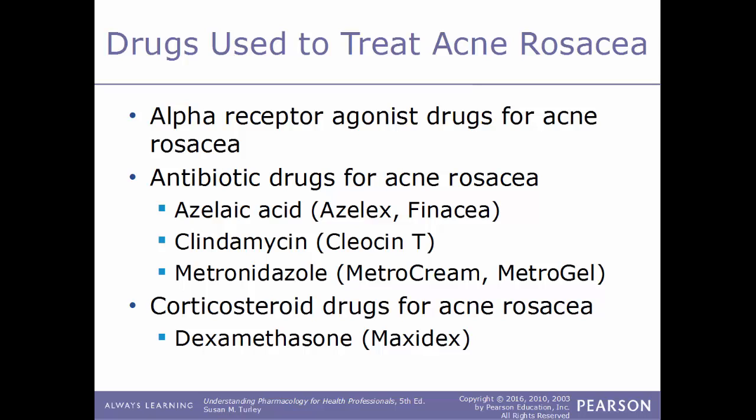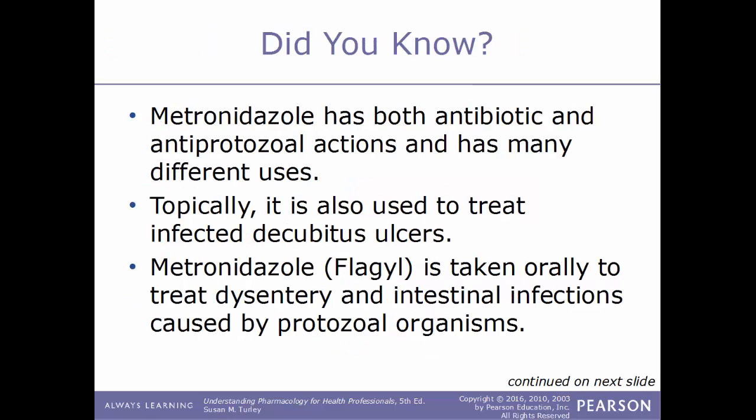They can include antibiotic drugs, such as azelaic acid, known by the names Azalex and Phenacia; clindamycin, known by the name Cleocin T; and metronidazole, known by the names Metrocreme and Metrogel. You can also use corticosteroids to treat acne rosacea, such as dexamethasone, known by the brand name of Maxidex. Now, the drug metronidazole has both antibiotic and antiprotozoal actions and has many different uses.